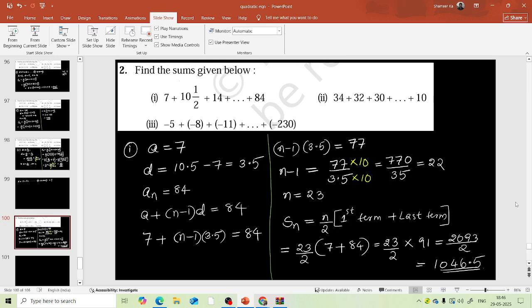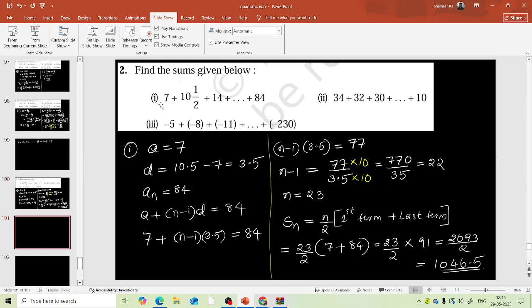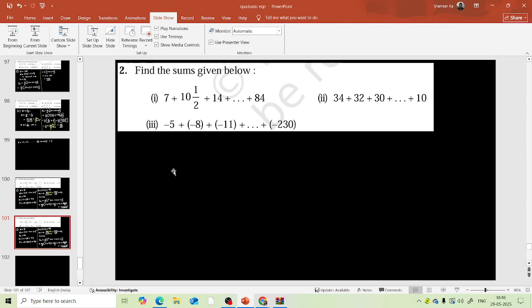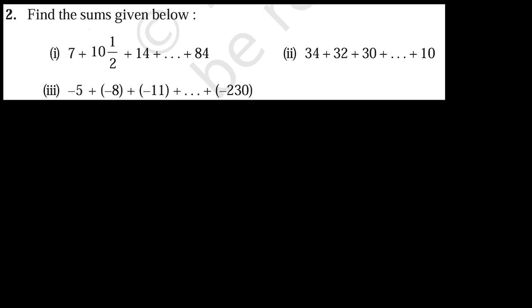I will discuss one more question. After that, I will give you another one. Let me discuss the second question, similar to the first. In the second question, first term is 34 here. Understood? First term is 34.